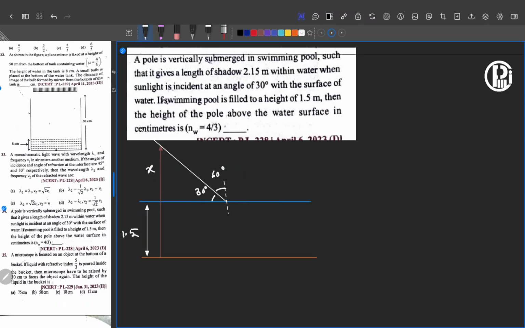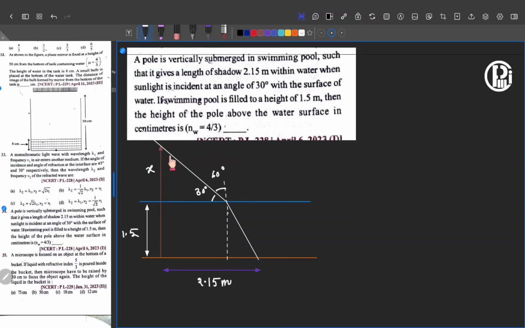Now when the light is moving from air to water, that is, moving from rarer to denser, therefore that will move close to the normal line. So that moves close to the normal line like this. Clear? Now I'm just extending it. Clear? Now here he is mentioning this distance, which is nothing but the 2.15 meter shadow. So this is a diagram that you need to understand. Now what is this distance?